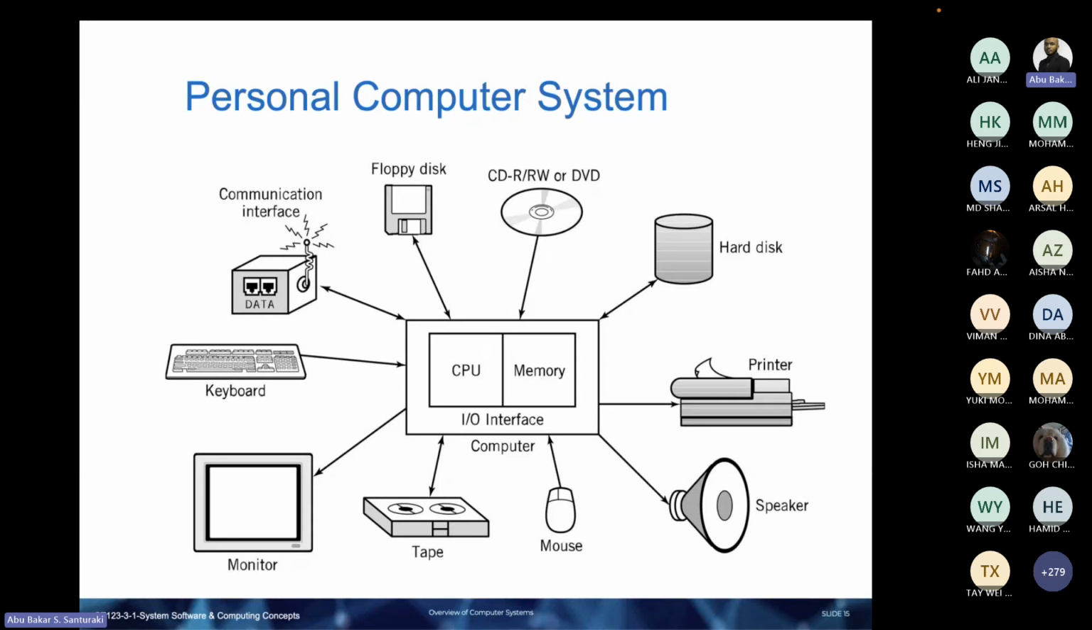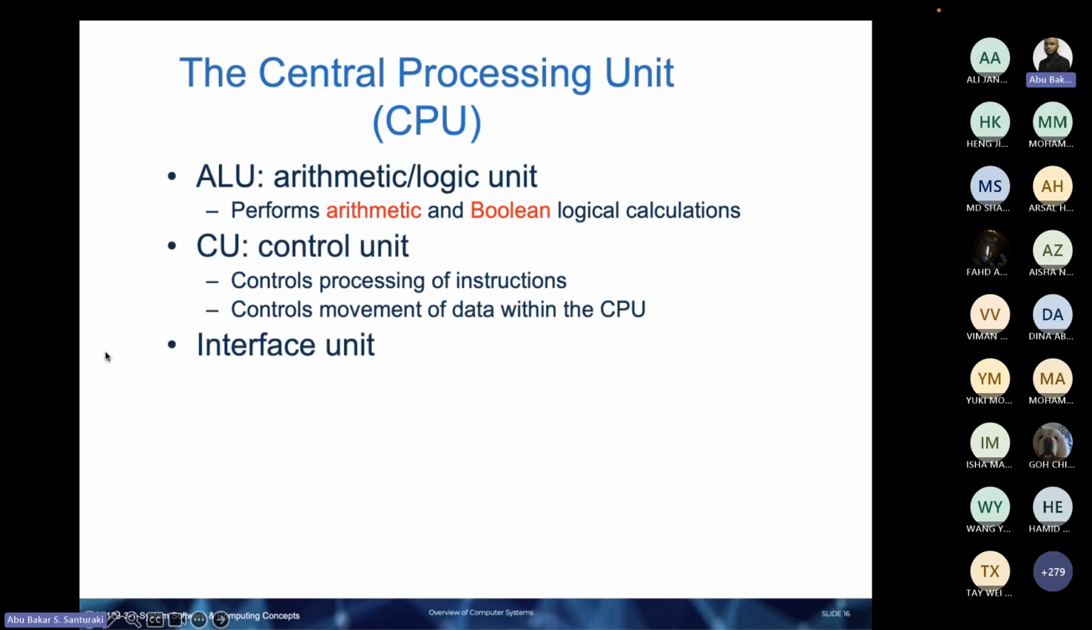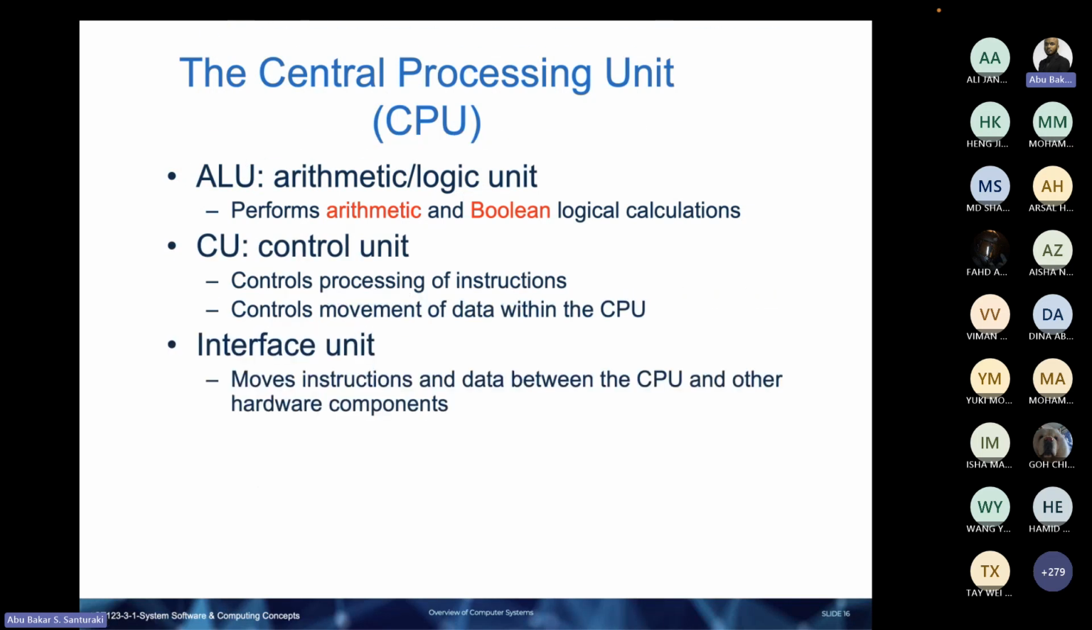So here you have a bunch of input devices and a bunch of output devices, and it shows you how they're connected to the CPU and the memory. The CPU and the memory are at the center of all of the processing functions. Looking at the CPU, it consists of something called an arithmetic logic unit, a control unit, and a bunch of registers, as well as an interface unit.